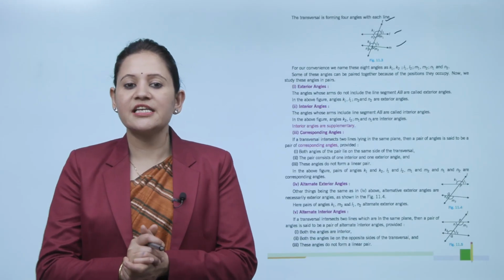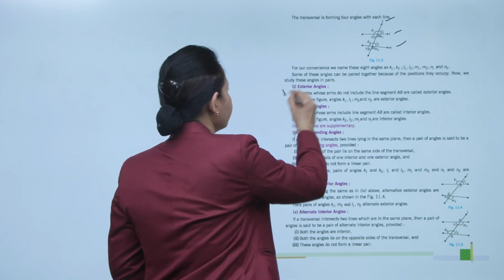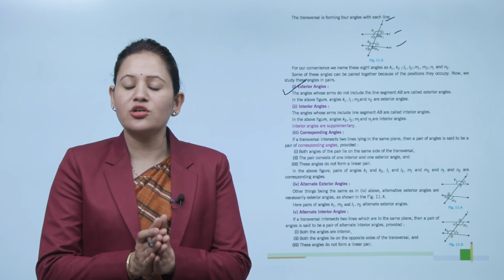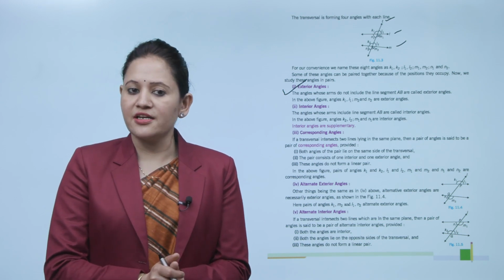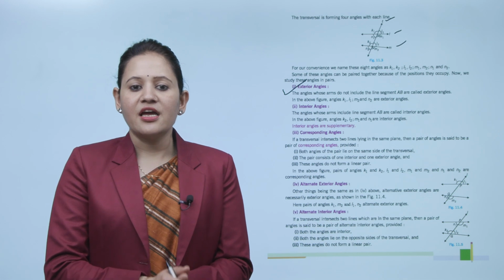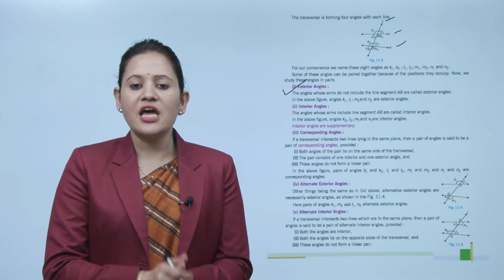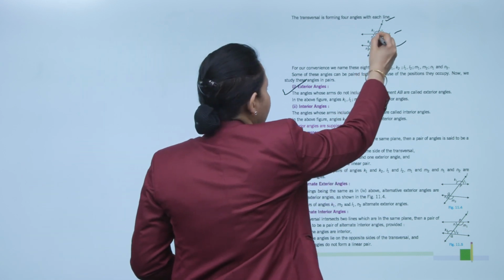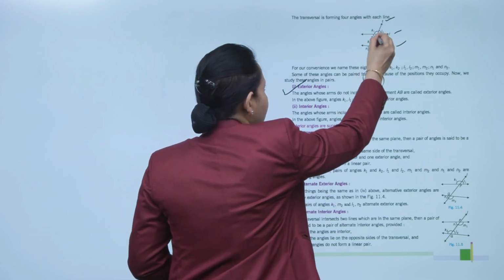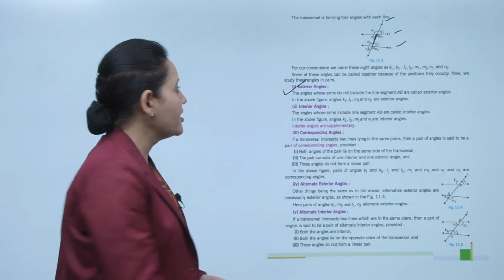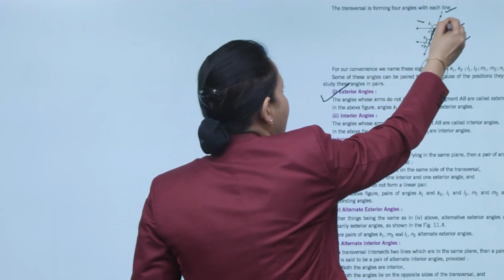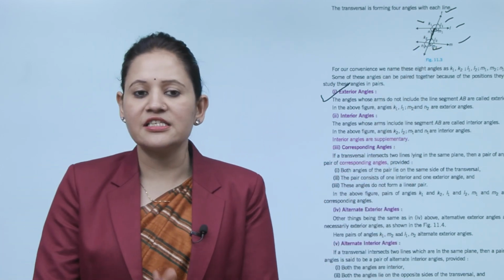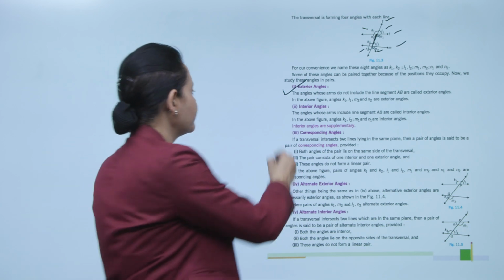So first is exterior angles. The angles whose arms do not include the line segment AB are called the exterior angles. In the above figure, angles K1, L1, M2 and N2 are exterior angles. So angles which do not include the arm AB. So here K1, L1, M2 and N2. These are exterior angles.